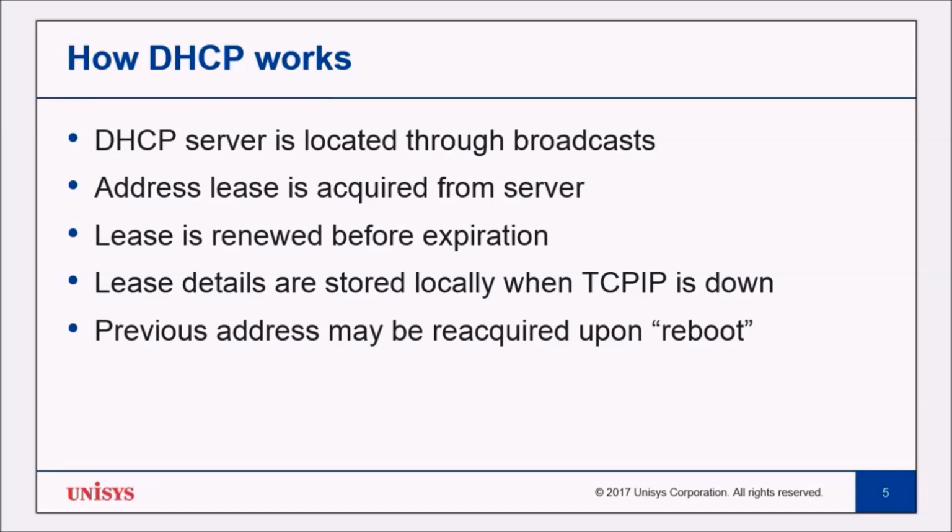DHCP servers are located using broadcast messages. If a server is available, it typically responds with an offer via broadcast as well. The offer contains information about the assigned IP address and other network configuration information. We keep this address for a specified amount of time, and sometime before the address is about to expire, we try to renew our lease. Leases are typically renewed, so the same IP address can be retained for as long as the system is networking. When networking goes down, the lease information is stored to attempt to reacquire the address after networking comes back. If the attempt fails, a new IP address is acquired.